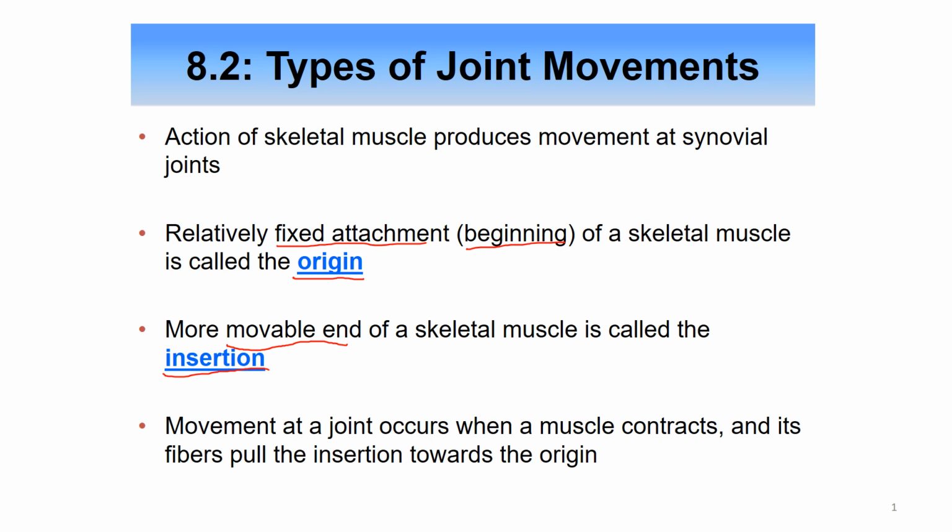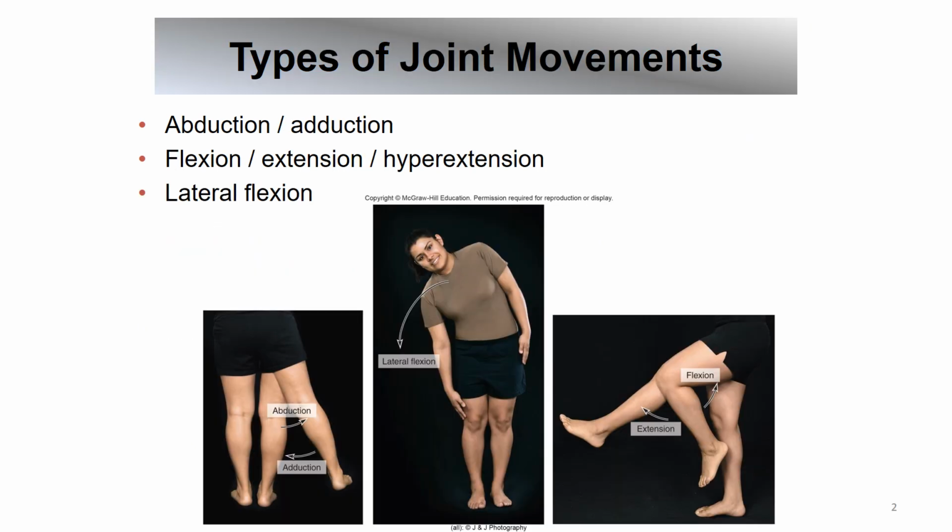Movement at a joint occurs when a muscle contracts. When it contracts, muscle gets shorter. And when that happens, its fibers pull the insertion towards the origin. We'll talk more about that. So now here are types of joint movements.